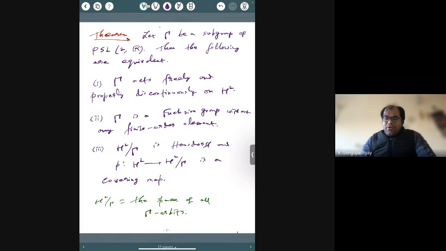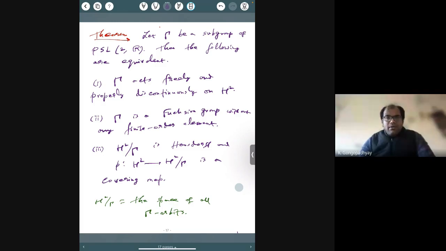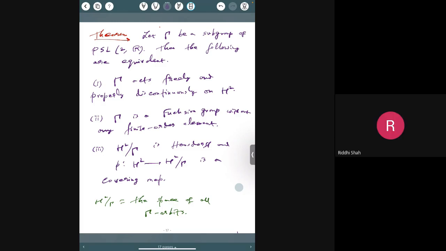It's not free because SL2Z is Z2 star Z3, right? There is a torsion element there, which is Z2, an element of order 2. You can take PSL2Z. If it acts freely and properly discontinuously, it is equivalent to saying that gamma is a Fuchsian group without finite order elements. SL2Z does have a lot of finite orders.